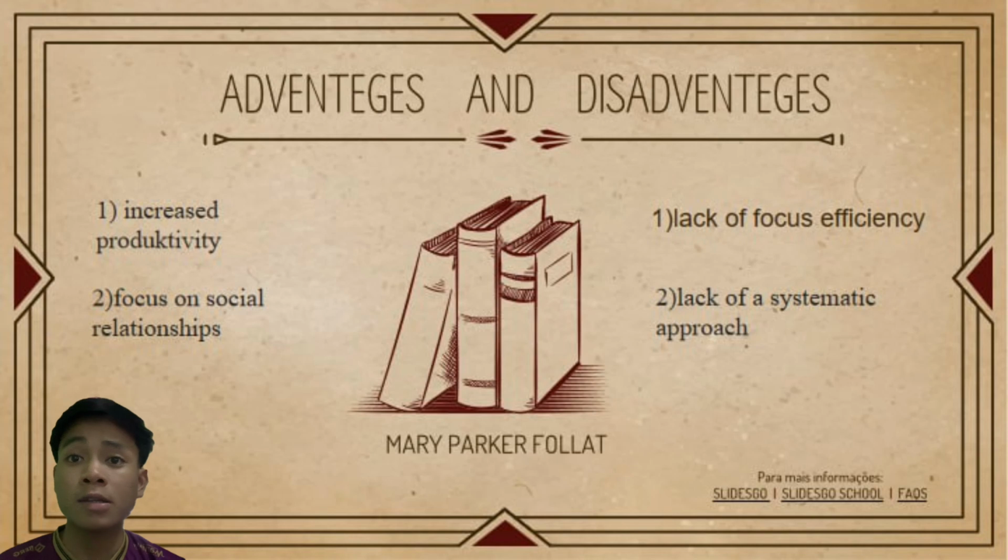The disadvantage is, first, lack of focus on efficiency. Mary Parker Follett's approach encourages organizations to pay greater attention to social relations and employees' empowerment. Second, lack of a systematic approach. Mary Parker Follett's approach pays less attention to the technical aspects of organization management.